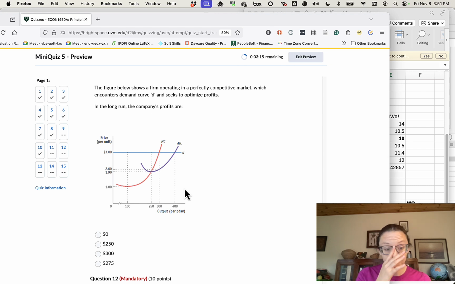Now we have the same figure, and we're asked about the long run profits. We don't even need to look at this because in a perfectly competitive market, long run economic profits are zero. Essentially, what will happen is this firm right now is making positive profits because the price is above the ATC at that profit maximizing quantity. This will attract new entrants into the market. The supply curve will shift to the right, and this will push the price down, and people will keep entering the market until we get to the point at which we're equal to the ATC.